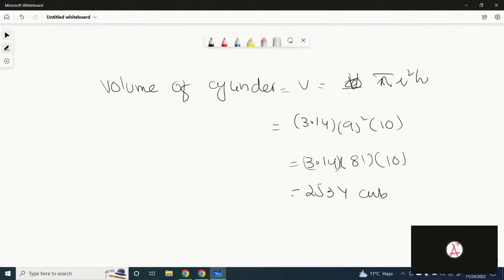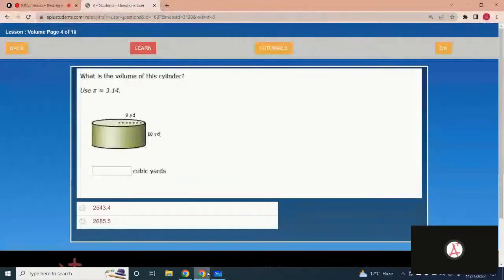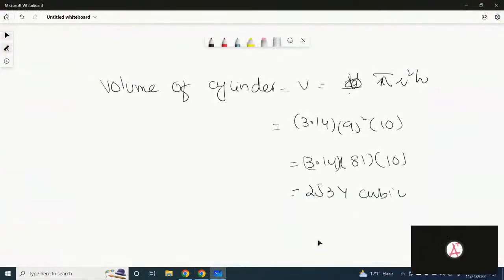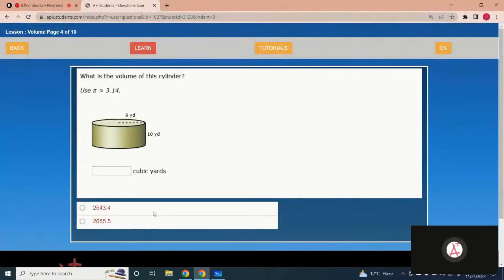It would be 2534 cubic, and I don't know the units of the other, cubic yards. Got it? It would be 2534.2, I think. 2534. 2543 actually. Let me check, yes, 2543.4. That is the first option, the correct one. Got it?